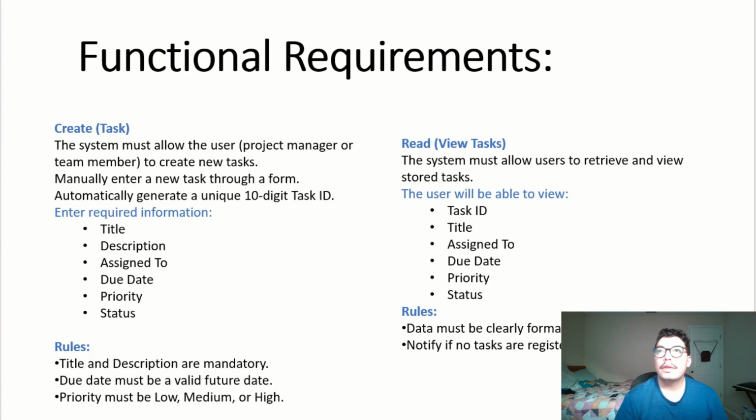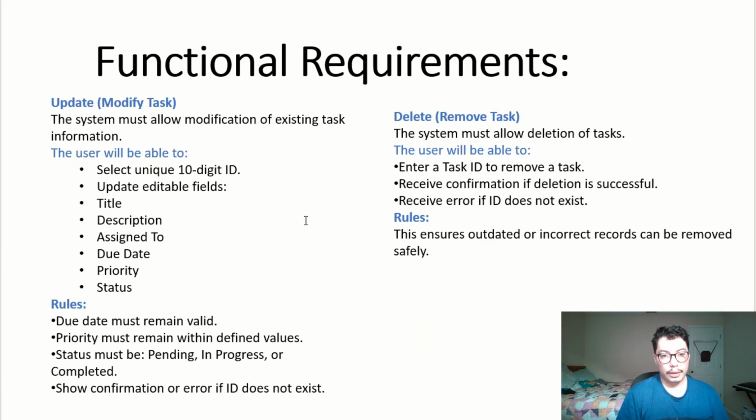So in the read task, so here we can view all the information listed in a form. So here we can see like the task ID, title, assignment, due date, priority, and status. So some of the rules that I have here is the data should be clarified, formatted, and it should notify all the registered data. For the update mode, here like basically we're gonna be able to edit our task.